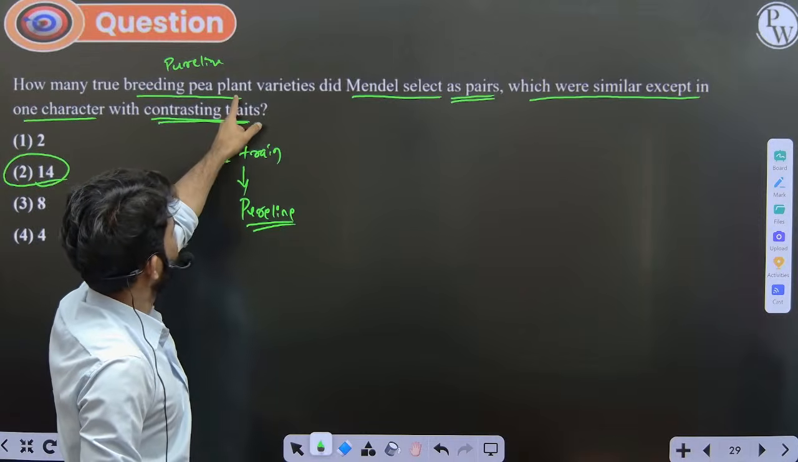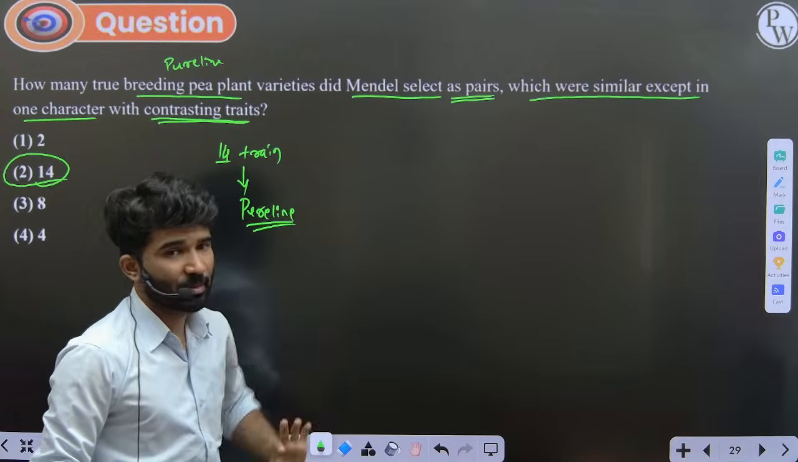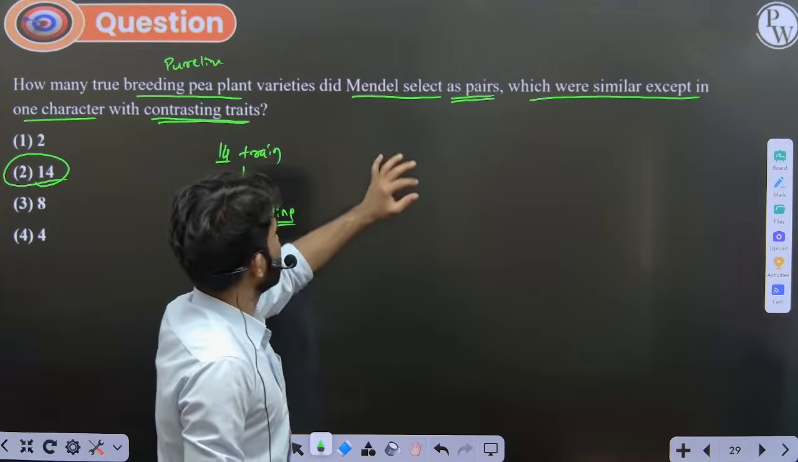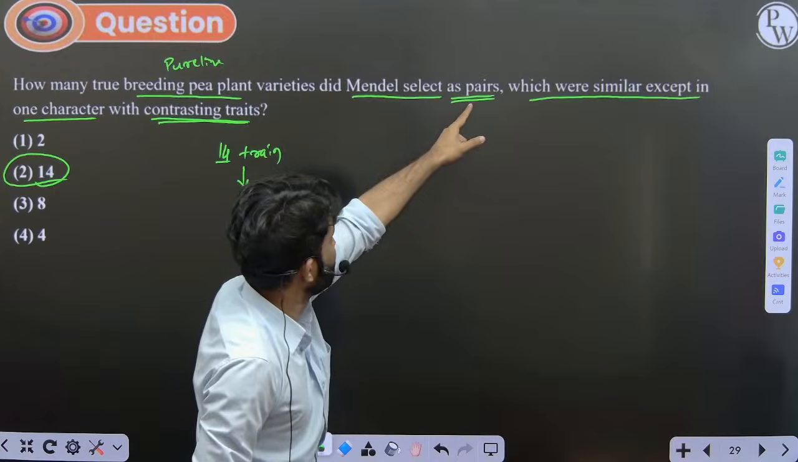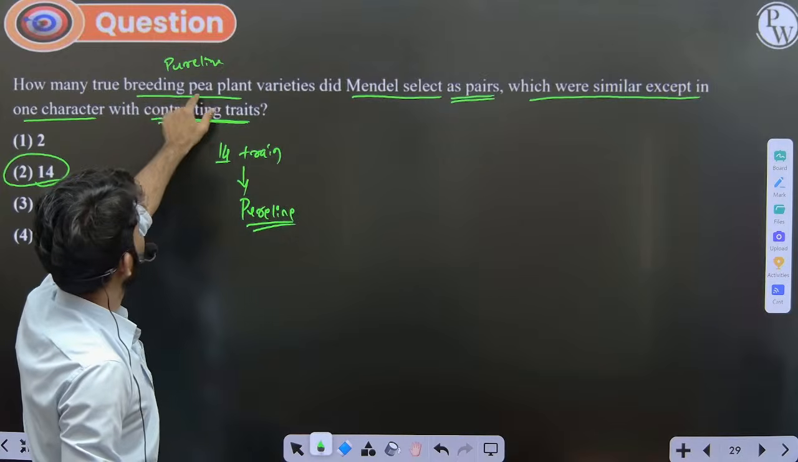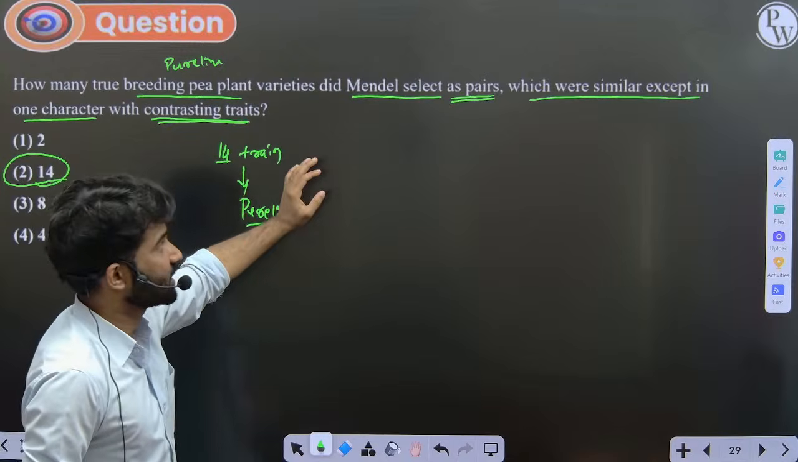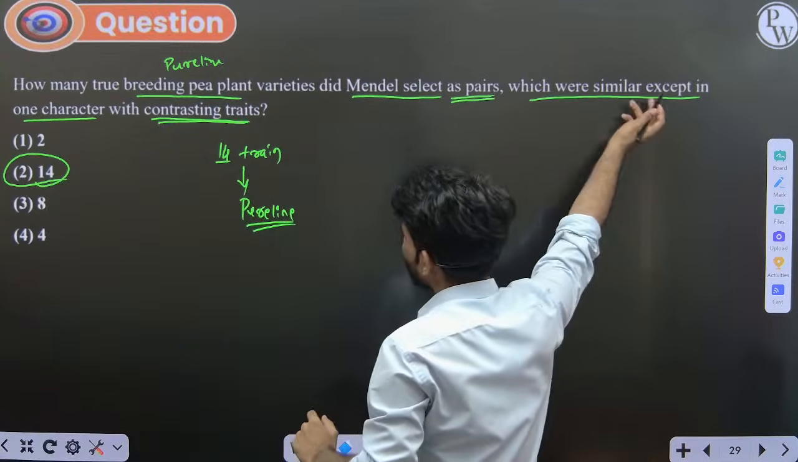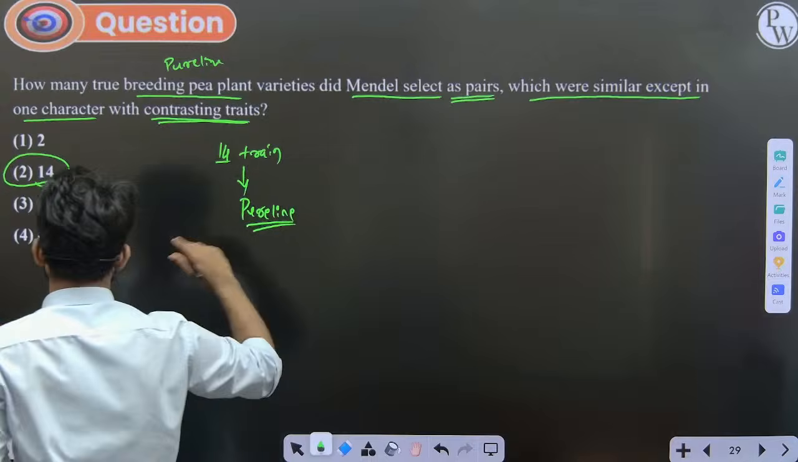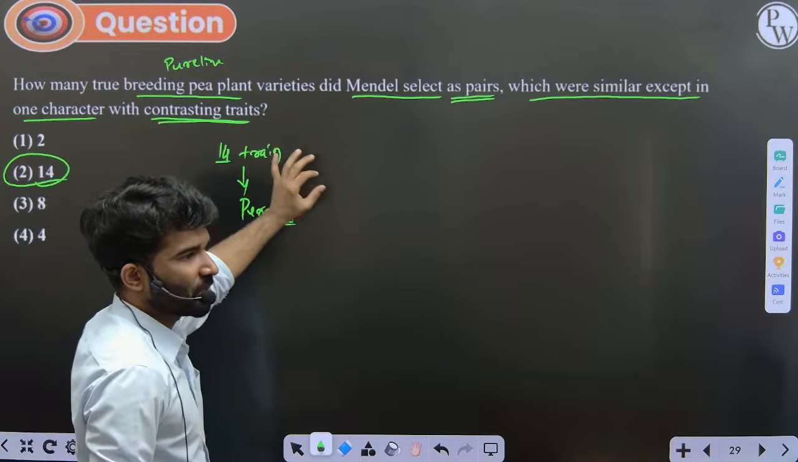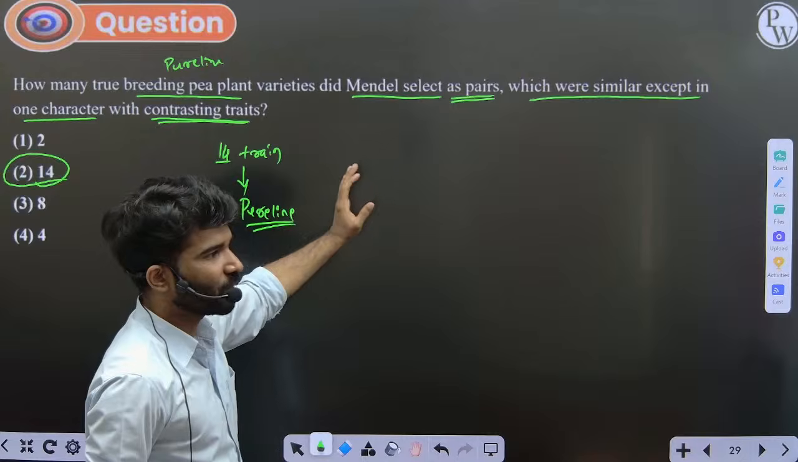Two breeding plant varieties, right? They are not asking about the pair. They are asking how many seed plant varieties. So 14. It's 14 different traits, which were similar except in one character. That means for a monohybrid, he produced 14 pure lines.